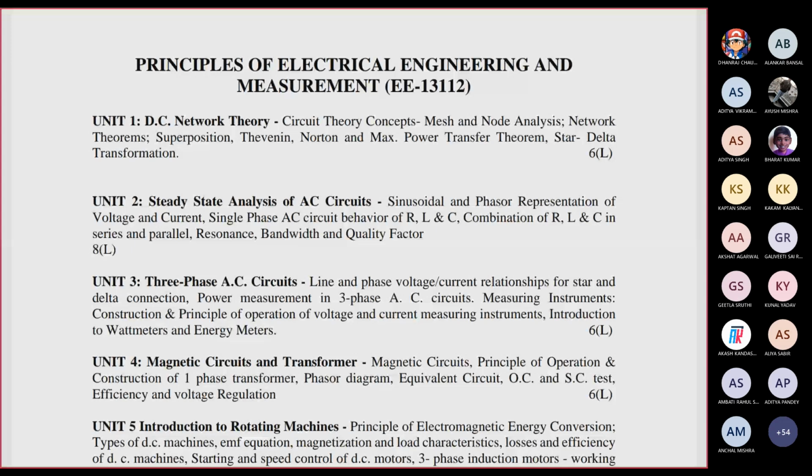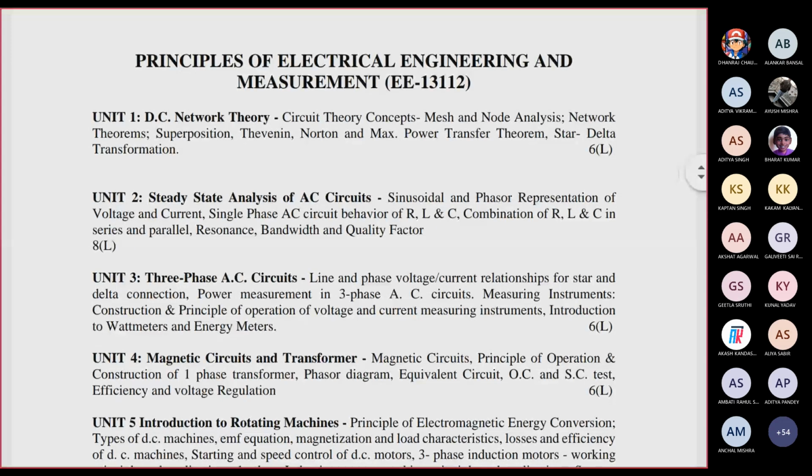three-phase AC circuits, we will see how we can obtain the different voltage levels. Like if you know, in three-phase AC circuits, we have the possibility to obtain both phase voltages and line voltages. So how the phase voltages and line voltages vary for a star connected network or delta connected network.